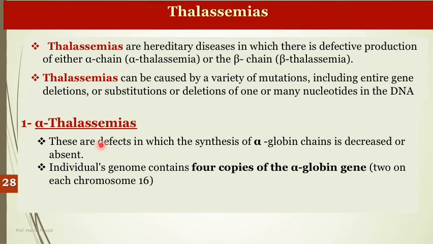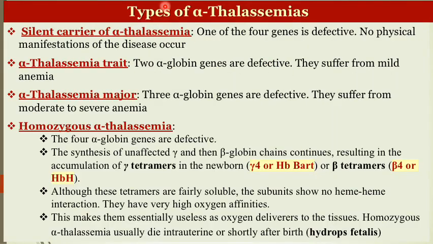In alpha thalassemia, a defect or mutation in the alpha globin gene leads to decreased synthesis of the alpha chain. We have 4 copies of the alpha globin gene on the 2 chromosomes: chromosome number 16 and its pair. We have different types of alpha thalassemia. The first is the silent carrier.